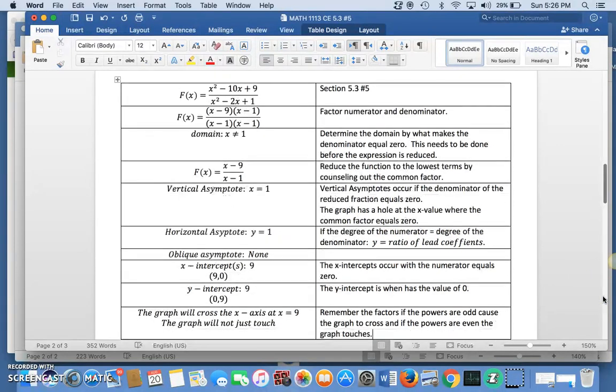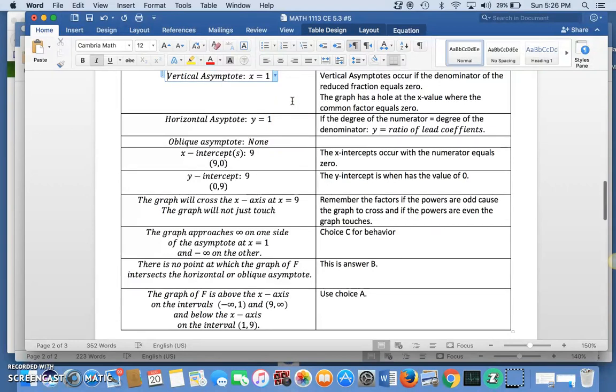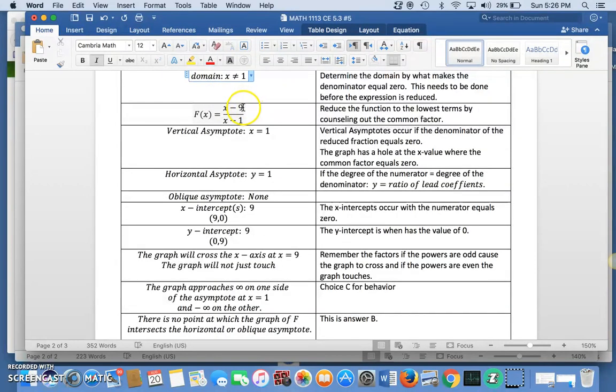So then it does ask about the intercepts in this particular problem. This problem does a good bit. Your x-intercept is at 9. When does that happen? That happens when the numerator would be equal to 0. What was left, when that x minus 9 equals 0, that would be your x-intercept. Your y-intercept is what happens when you plug in 0 for x. 0 for x leaves you with negative 9 over negative 1, which is 9.